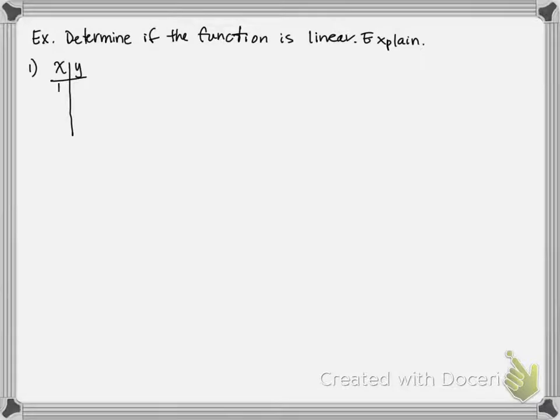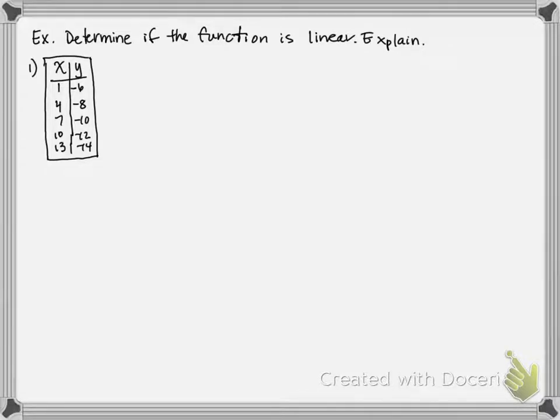Determine if the function is linear, and then explain. So in order for us to say yes, it is, we're going to do what we just did on the other side. We're going to look for a constant rate of change, okay? So here's our first problem. I'm going to give you just a table of values. We've got 1, 4, 7, 10, and 13 under the x's, or independent variable. We'll get a negative 6, negative 8, negative 10, negative 12, negative 14 in my dependent, which is my y value, okay?